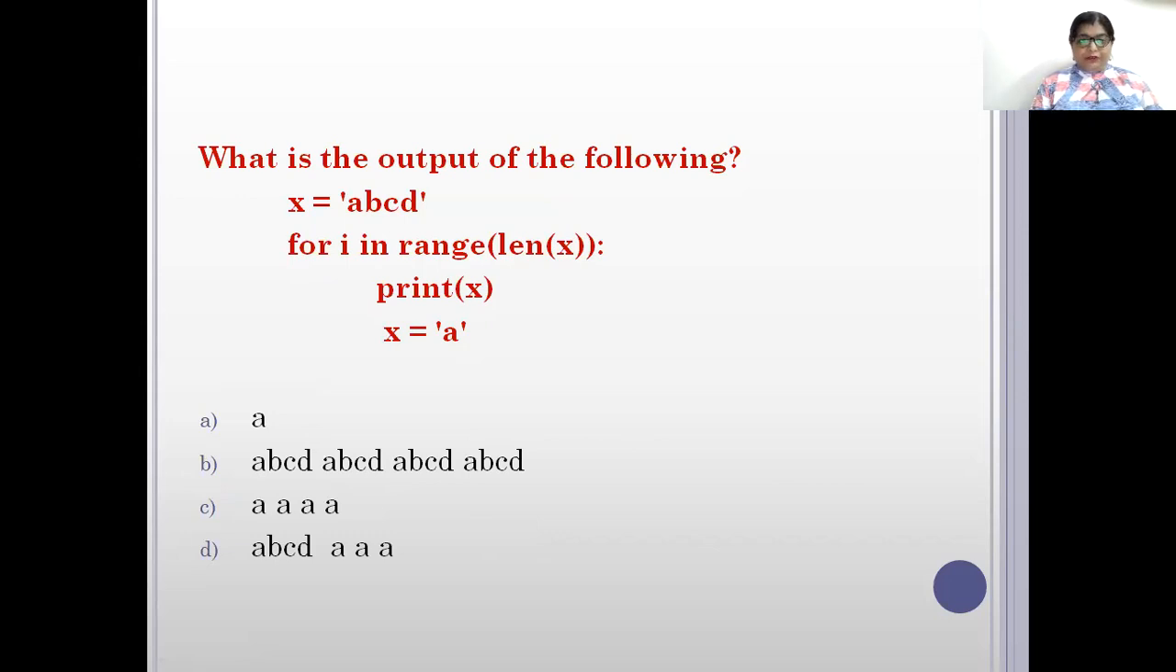What is the output of the following? So here is the question. X is equal to ABCD, for I in range, length of X, print X. So very firstly, it will write a print X. So what is X? ABCD. So very firstly, it will write ABCD. It means this is wrong and this is wrong. Might be B will be the answer, might be D will be the answer. So very firstly, it is print X.